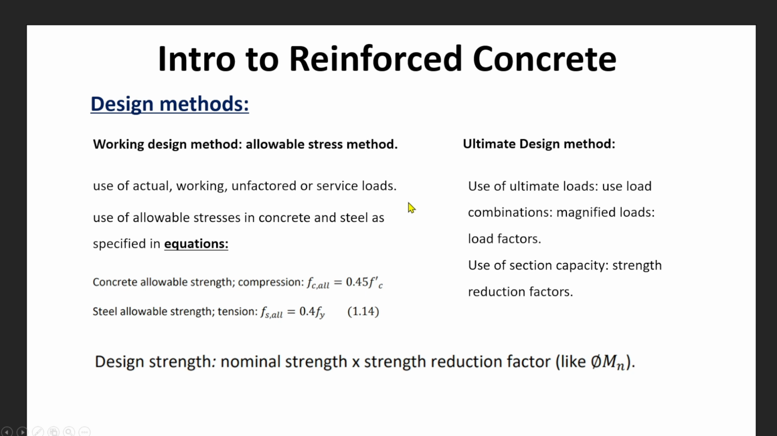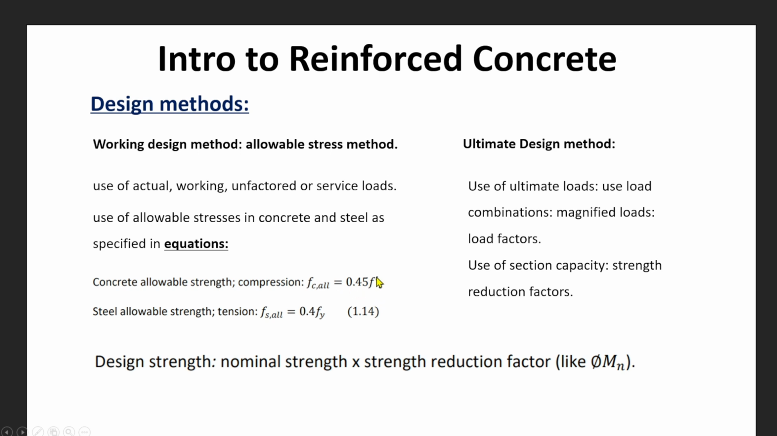Design methods for the reinforced concrete structures. We have two design methods. One was previously used, and it's used for the design of water tanks. It is the working design method, or allowable stress method. The allowable stress method uses actual working, unfactored or service loads. It uses allowable stresses in concrete and steel as specified in these equations. Concrete allowable strength in compression is 0.45 f'c.